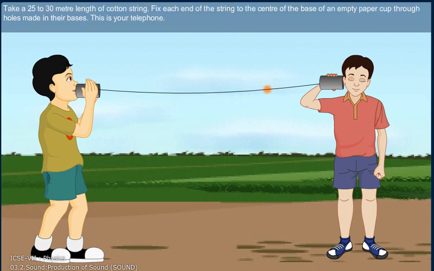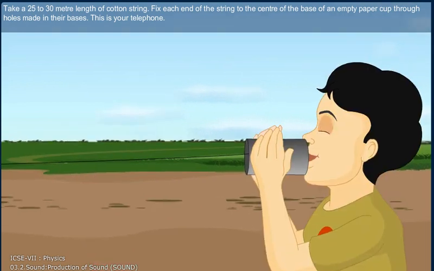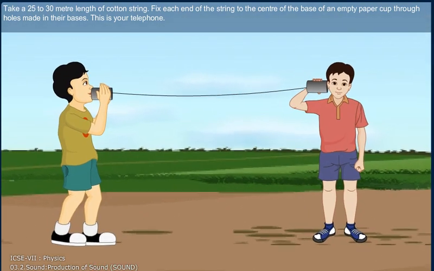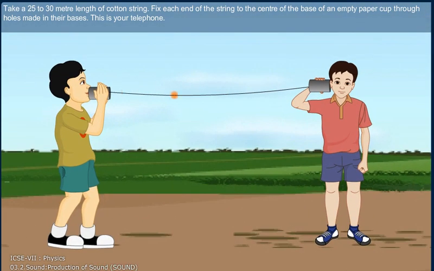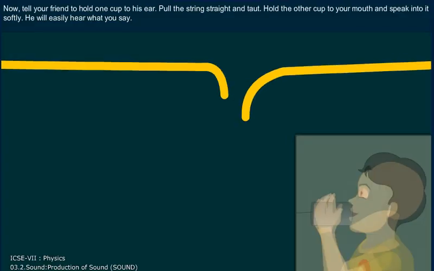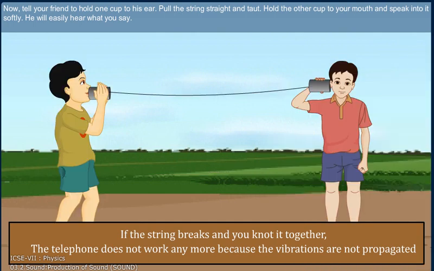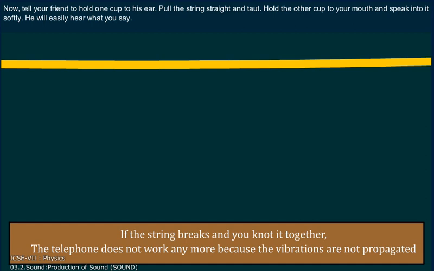Activity. Take a 25 to 30 meter length of cotton string. Fix each end of the string to the center of the base of an empty paper cup through holes made in their bases. This is your telephone. Now, tell your friend to hold one cup to his ear. Pull the string tight and taut. Hold the other cup to your mouth and speak into it softly. He will easily hear what you say.